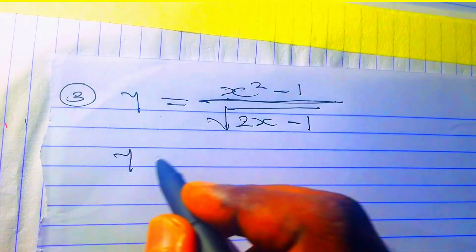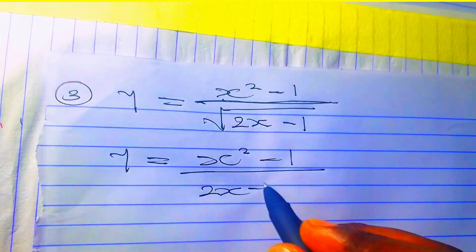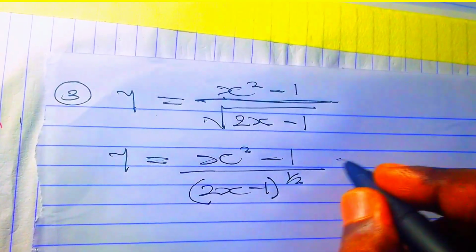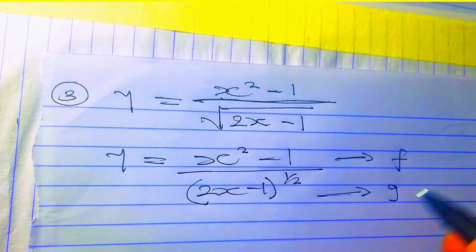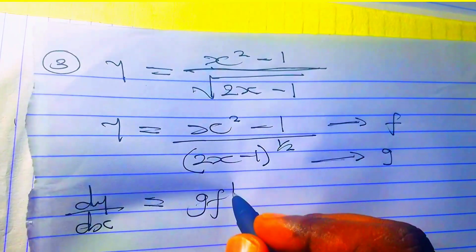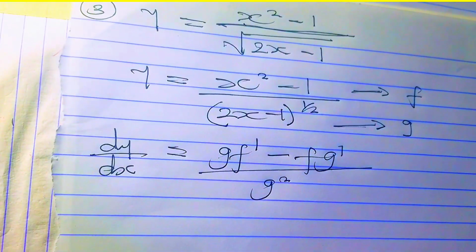So this can actually be interpreted as x squared minus 1, everything over 2x minus 1 raised to the power of 1 over 2. That square root of 2x minus 1 can be written this way. So in this way, we can tag the numerator to be f and the denominator to be g. So don't forget the concept of quotient rule, which says dy/dx is going to be g f prime minus f g prime over g squared. So that's important that we copy that out.